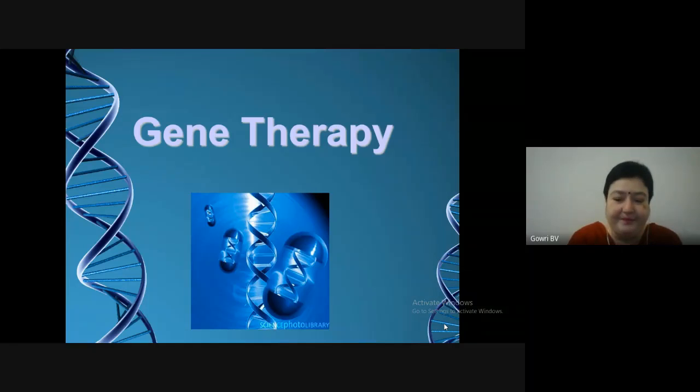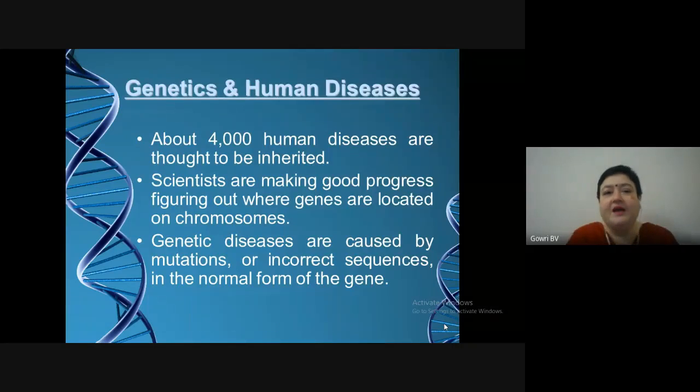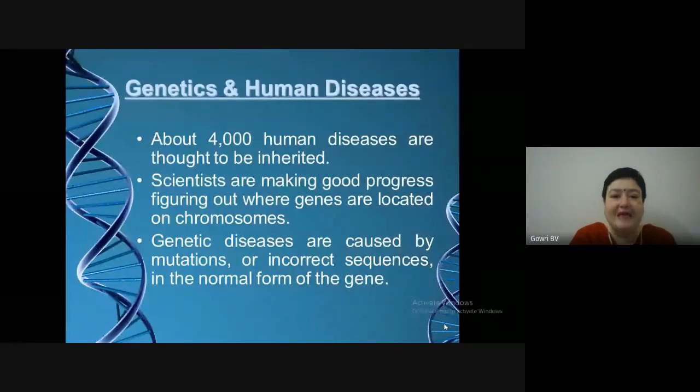Gene therapy. We will start with gene therapy, an introduction to genetics in human diseases. About 4,000 human diseases are thought to be inherited, which means around 4,000 different diseases are thought to come from the parents. When the parents have it, it is passed on to the offspring.